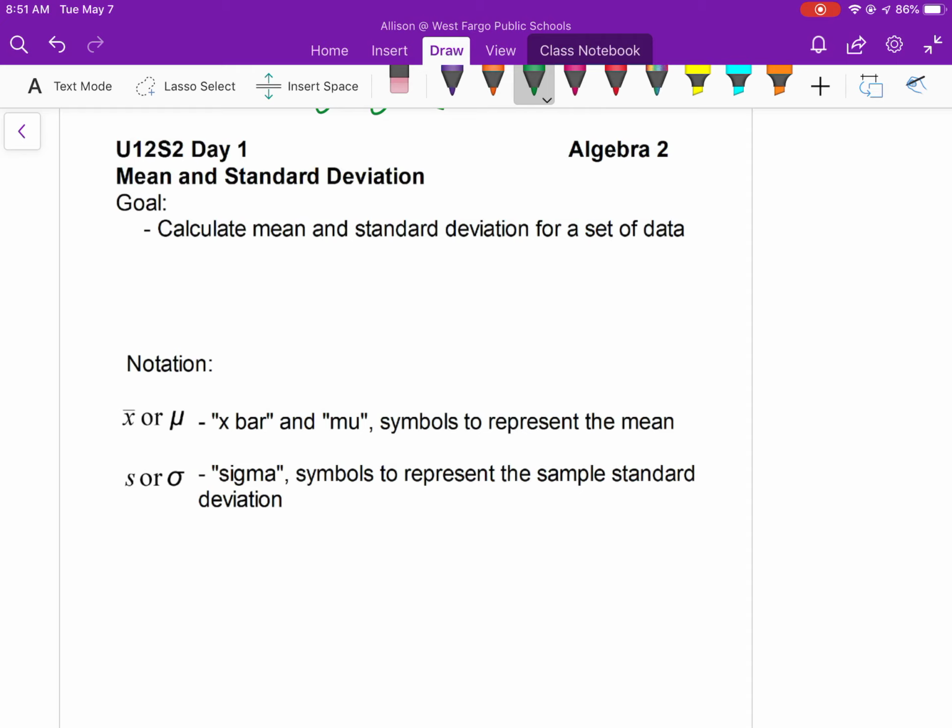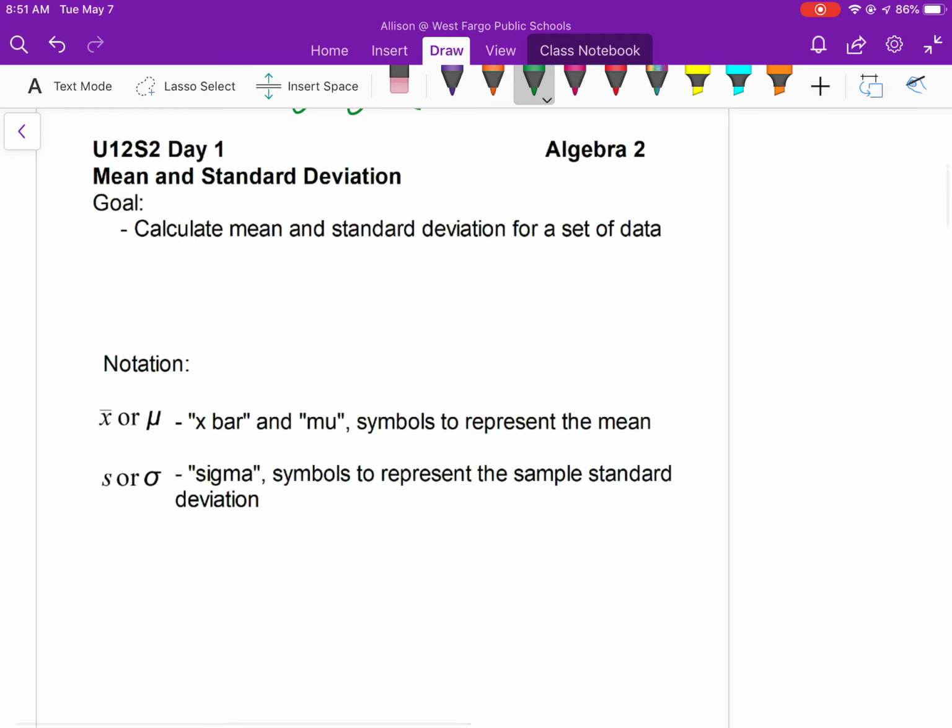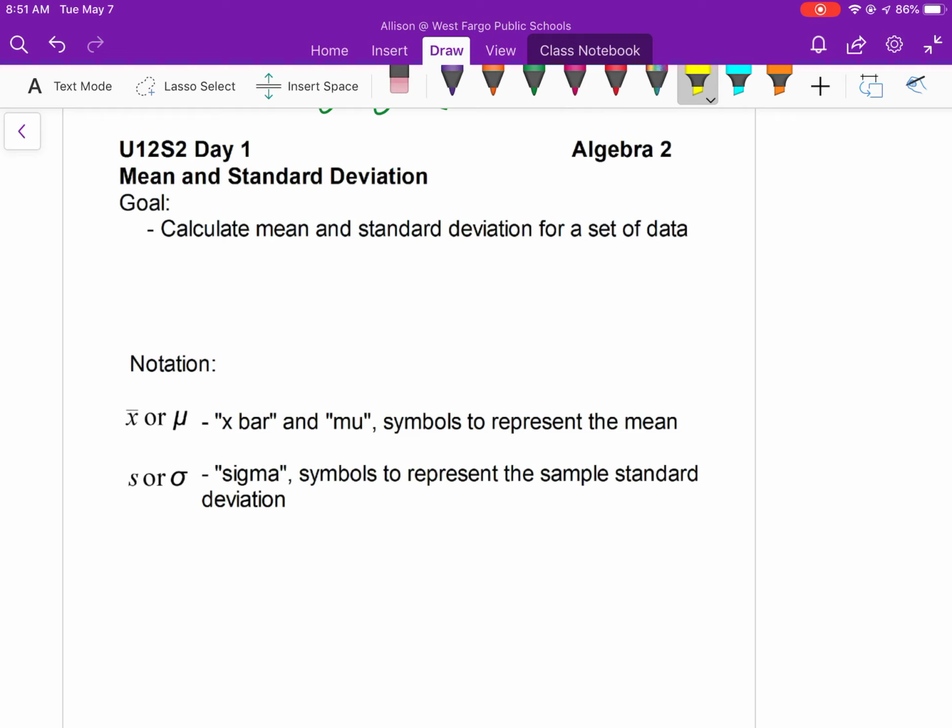So a couple notation details in statistics. We use this X with the line on top of it, and we call that X bar to represent mean. We also use mu, it's a Greek symbol, and those are both going to be used to represent the mean or the average. And then the other new one that we're going to use is S, that stands for sigma. This is the Greek symbol that goes with it. So sigma is going to represent our sample standard deviation. And I'm going to show you how to find those and what they mean.